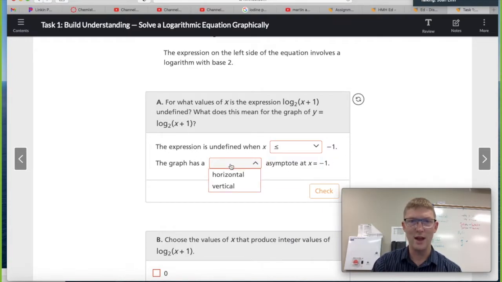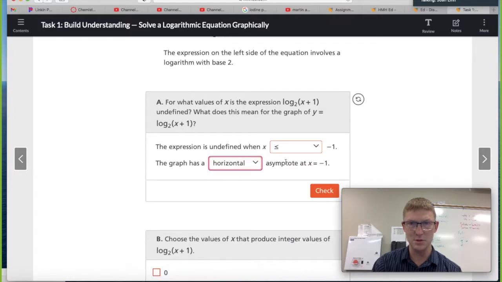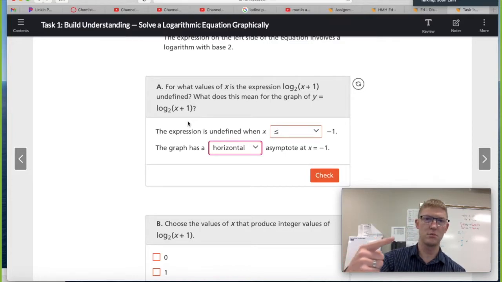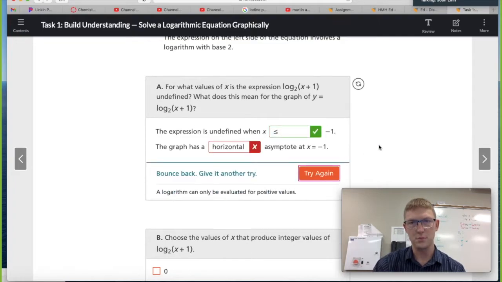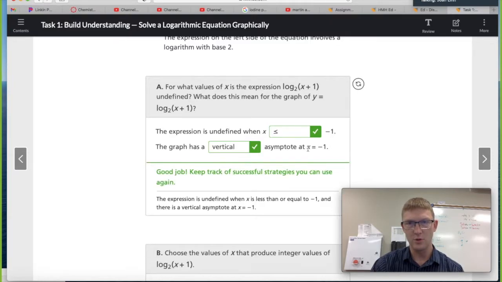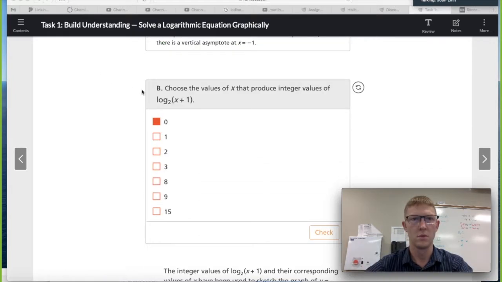So the graph has a vertical asymptote at x equals -1. I knew that because our graph shifted 1 to the left. Oh, I'm sorry, I said horizontal, I meant vertical. So x equals goes up and down. I was thinking that in my head, but.